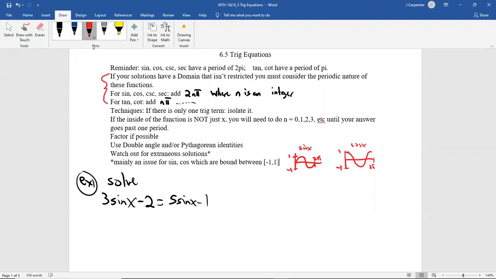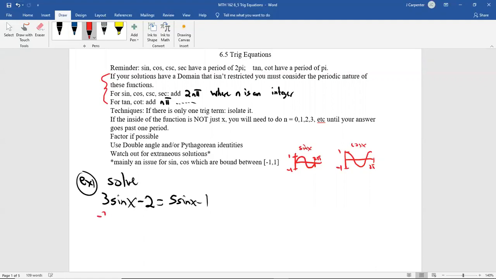So I only see one type of trig term. If there's only one trig term, just isolate it. So pretend like it's just a big, giant, fat X. Move all of them to one side, move everything else that doesn't have it to the other side. Does it matter which side the signs go to? No. Me personally, I try and keep them positive, but it's arbitrary.